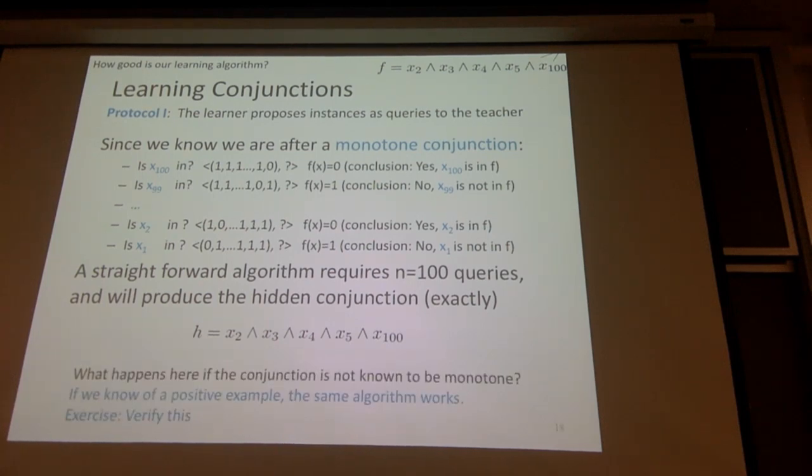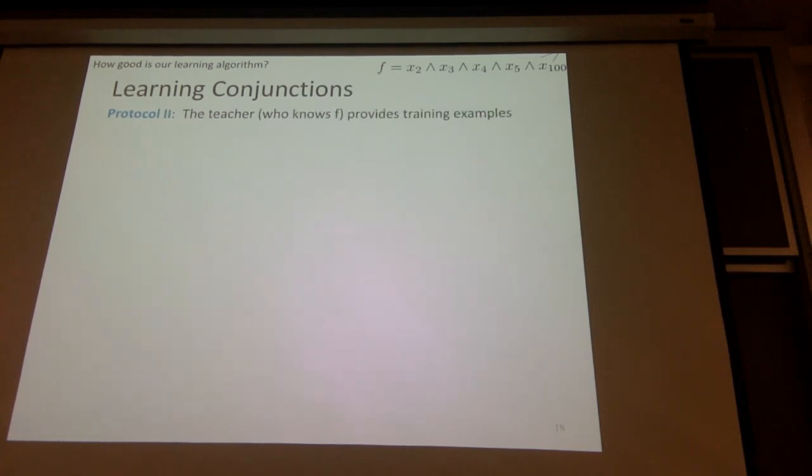Of course, then there's the question, what if you know that the function is a conjunction but not necessarily monotone? Remember, we use the fact that it was monotone quite extensively. It turns out that if you knew one positive example, then we can kind of make things work. I'm going to leave this as an exercise, and this is just a hint at the answers. A similar sort of approach, you need to invent a new protocol, will work for non-monotone conjunctions also. Non-monotone conjunctions are conjunctions where you allow some things to be negated. Okay, so that's protocol 1.